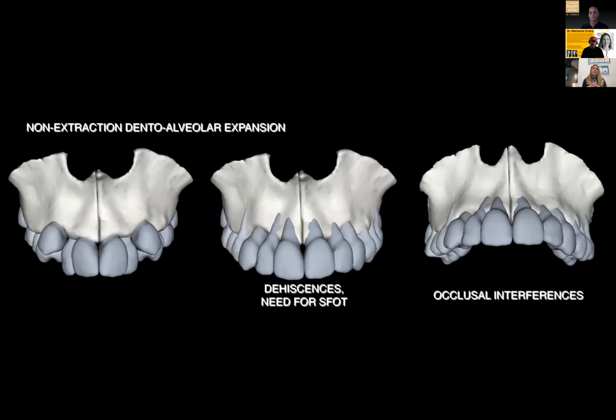Non-extraction dental alveolar expansion not only presents periodontal risks, and Dr. Rob Lee discussed the bone grafting options for these patients as an alternative to preventing and treating those dehiscences and fenestrations, but it also presents a functional problem of occlusal interferences. You have flat maxillary teeth, those palatal cusps are hanging down, and you have flat maxillary canines. They don't give you canine guidance, so all the lateral excursive forces go on the posterior teeth, rotting them and compromising them long term.